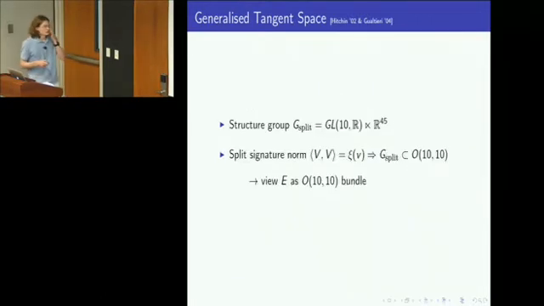So the structure group of this is GL(10) semi-direct product with a shift. This comes from the diffeomorphisms, and this comes from the gauge shifts. But this preserves a split signature norm on the generalized tangent space, which is basically just you contract the vector with the one form. And so we can view E as being an O(10,10) bundle because the structure group preserves this norm. So we'll think of the frame bundle of E as being frames related by O(10,10) transformations.